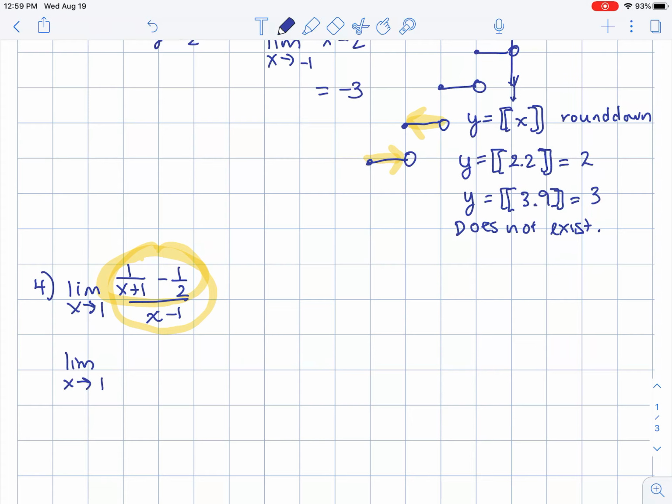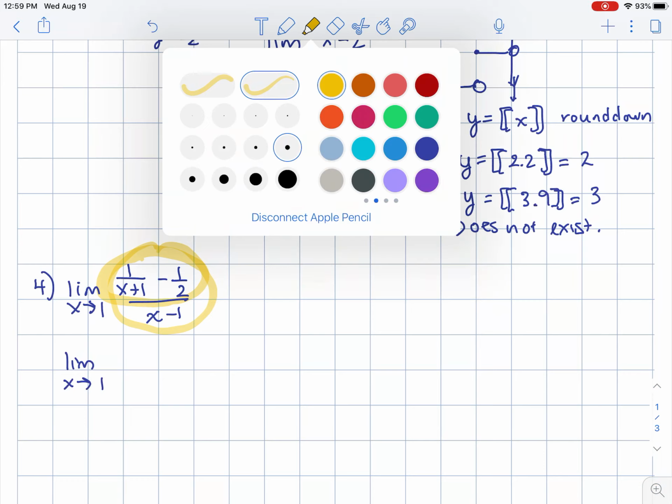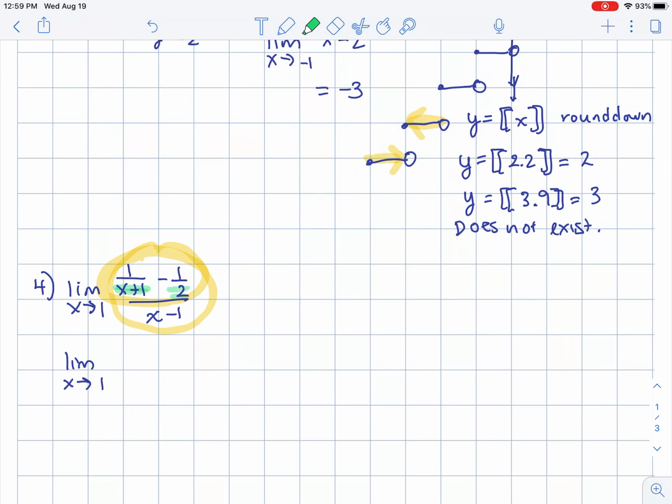Okay, so the common denominator: the denominator of your numerator is 2 times x plus 1. So the left-hand fraction is missing the 2. So you have 2 over x plus 1. So our common denominator is 2 times x plus 1, or x plus 1 times 2. The left fraction is missing the 2. The right fraction is missing the x plus 1. So minus x plus 1, all over our common denominator of 2 times x plus 1. And that's all over your denominator of x minus 1.